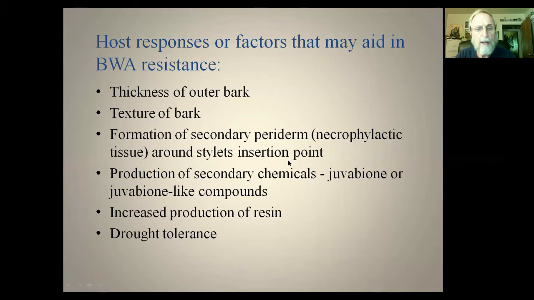So host responses, or the factors that may aid in BWA resistance, include thickness of the outer bark, texture of the bark, formation of secondary periderm around the stylet sites, the production of thicker outer bark in essence, the production of secondary chemicals such as juvabione and juvabione-like compounds, which may render the insect sterile or at least reduce the number of eggs that are produced. And then increased production of resin occurs, and drought tolerance may also be a factor.